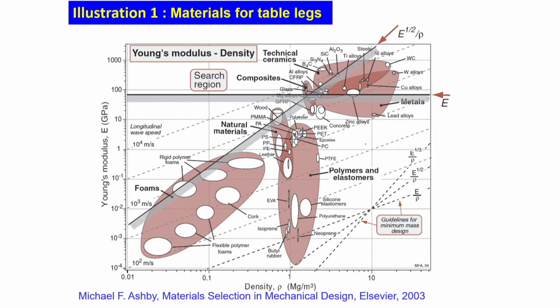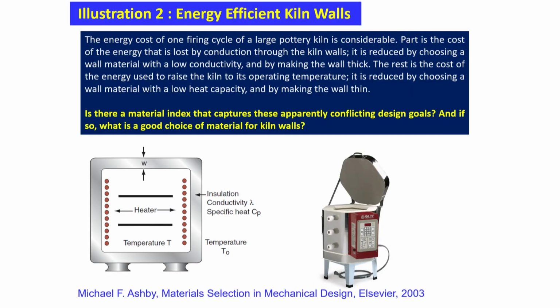I do not want to go into the details of this, which I discussed in the last class, where I showed you how we can use this concept. Now we are talking about the second example, or illustration number 2, the energy efficient kiln walls, by which I mean a certain kind of furnace. These furnaces are used to make things, and the most important is brick. Green bricks made from mud or something need to be fired, and this firing is done inside a kiln, so the kiln needs to be heated up.